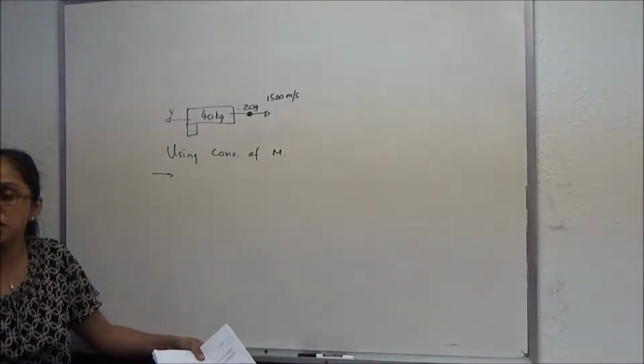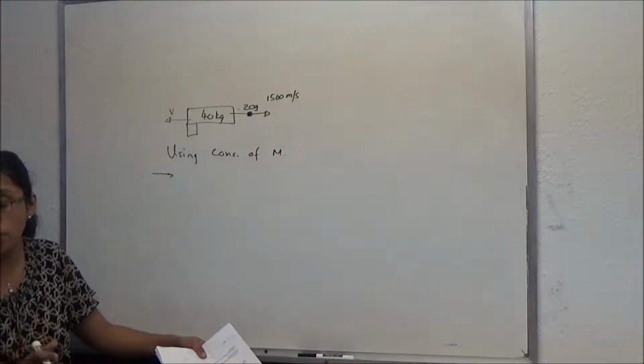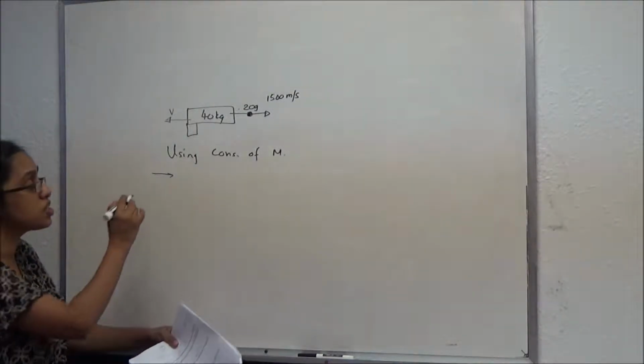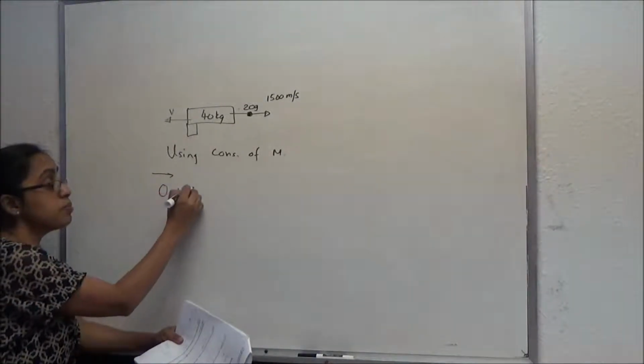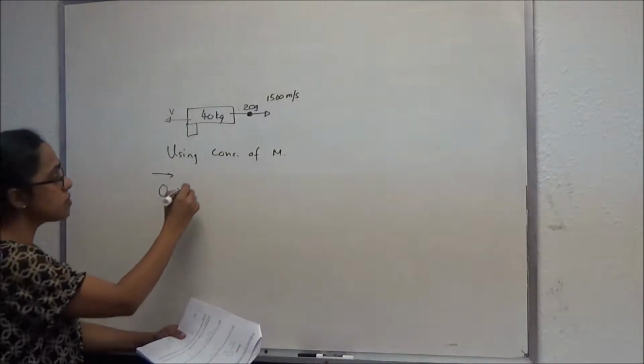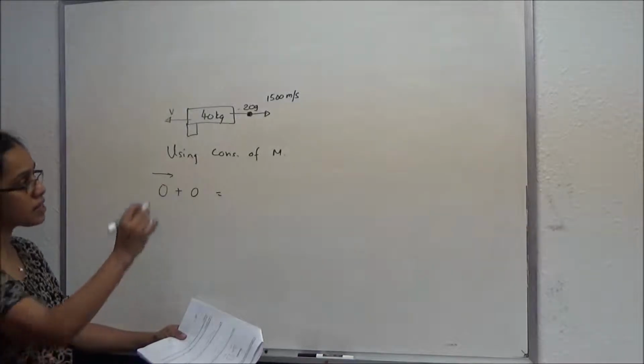What are the two objects? The bullet and the rifle. Were they moving? No, they were not. So initially, the momentum of both objects was zero. Zero plus zero equals zero. Now let's write the bullet.